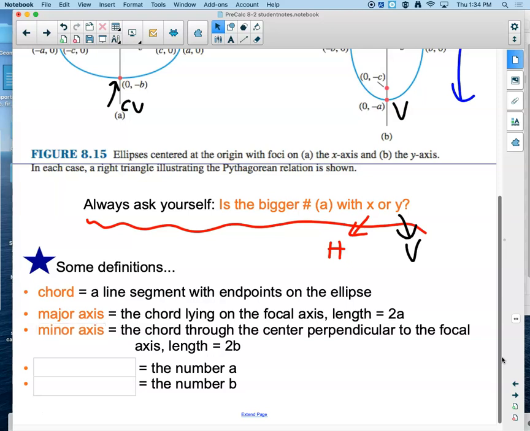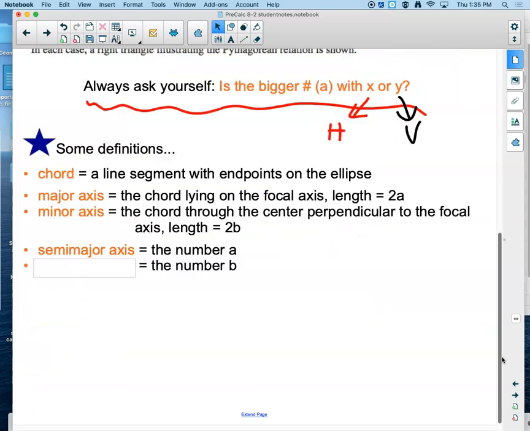And then we call the other the minor axis. This is where the covertices are. So the chord through the center perpendicular to the focal axis with a length of 2b. Major axis, horizontal or vertical, and then vice versa for the minor axis. And of course the length of the minor axis will be 2b, which is the covertices. Then the number a is called the semi-major axis, and the number b is called the semi-minor axis.